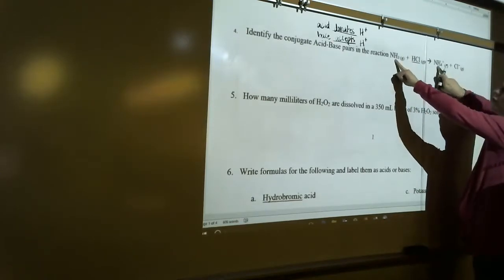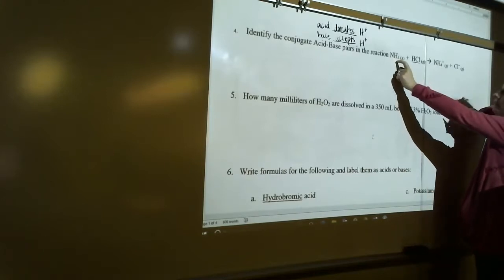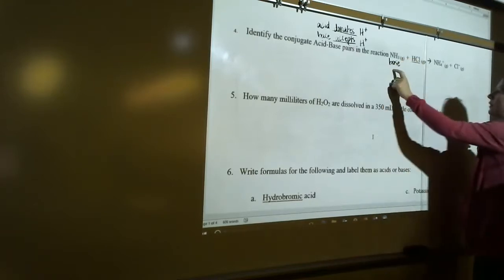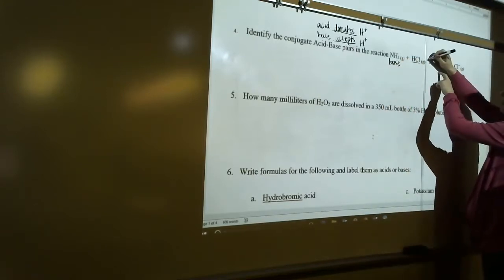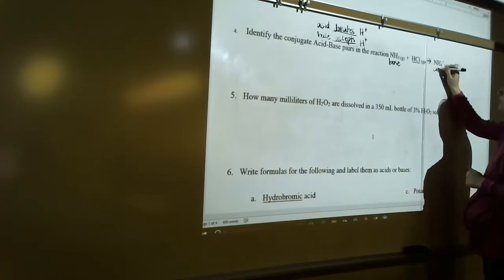NH3 becomes NH4 plus. So did it donate or accept H plus? It accepts, so what does that make it? A base. And if you're a base on this side, what are you on this side? That should be a double-headed arrow. What should it be on this side? Conjugate acid, right?